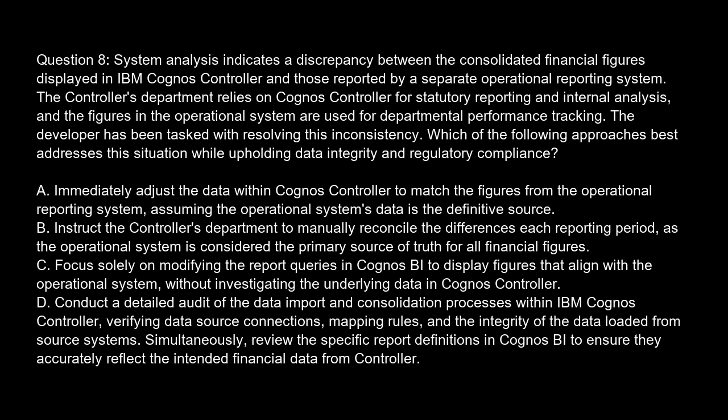Option A. Immediately adjust the data within Cognos Controller to match the figures from the operational reporting system, assuming the operational system's data is the definitive source. Option B. Instruct the controller's department to manually reconcile the differences each reporting period, as the operational system is considered the primary source of truth for all financial figures. Option C. Focus solely on modifying the report queries in Cognos BI to display figures that align with the operational system, without investigating the underlying data in Cognos Controller.